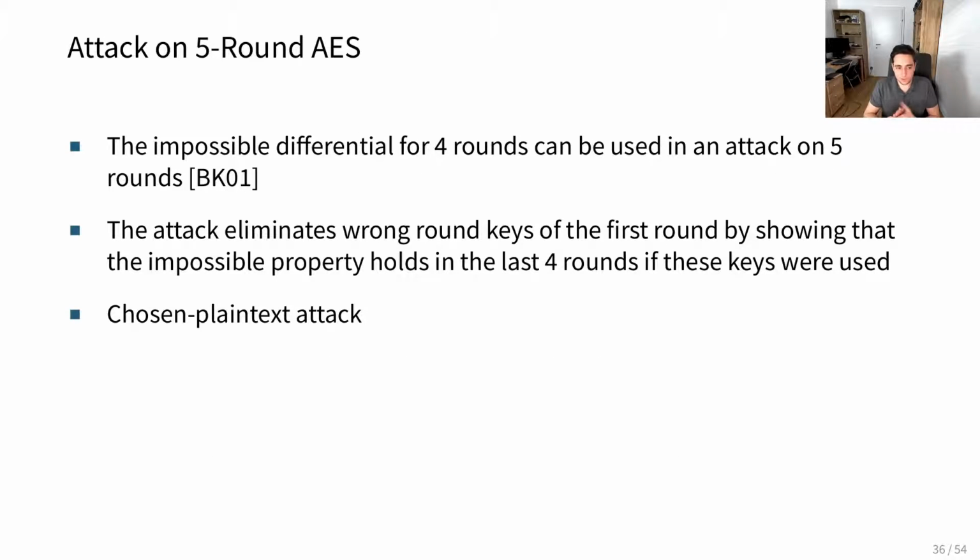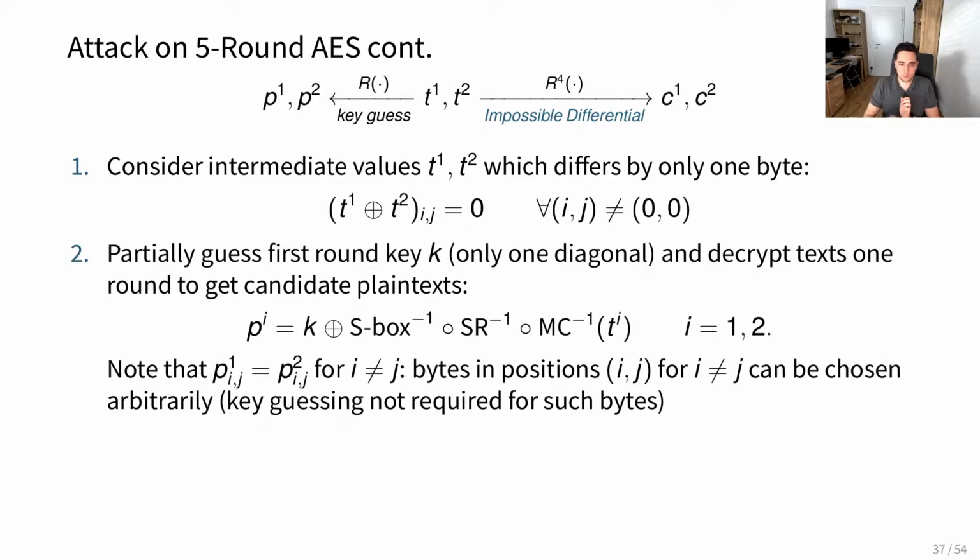Okay, and as before, this can also be extended to an attack on 5 rounds. So it's an attack which exploits the impossible differential for 4 rounds, and similar to before, it eliminates wrong round keys if this doesn't hold. And how does this work? Well, in a bit more detail. We start with some intermediate values T1 and T2. These are values for which we can apply this 4-round impossible differential mapping. So these are values which differ by only 1 byte in the beginning.